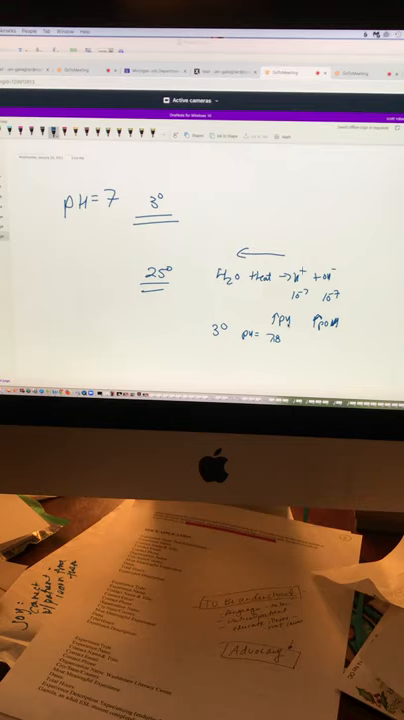Do you understand that? So if it's 7.8, is it basic, acidic, or neutral? No. I just told you, stop with these horrible answers. At 3 degrees, it's neutral. That's what I just told you. It's neutral at 7.8. That's your neutral point.